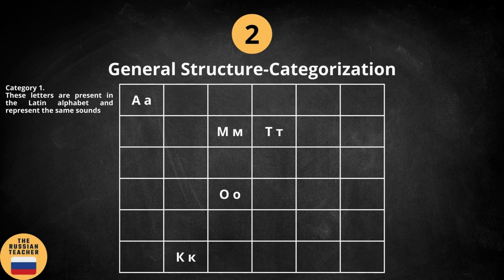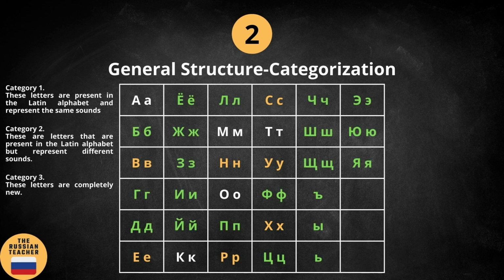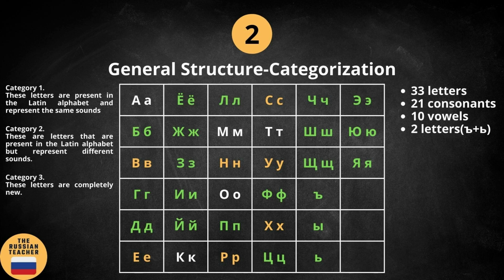Category number 1. These are letters that are present in the Latin alphabet and represent the same sounds. Category number 2. These are letters that are present in the Latin alphabet but represent different sounds. Category number 3. These letters are completely new, so the sounds are present in the Latin alphabet, but the letters are different. As you can see, the alphabet contains 33 letters altogether.